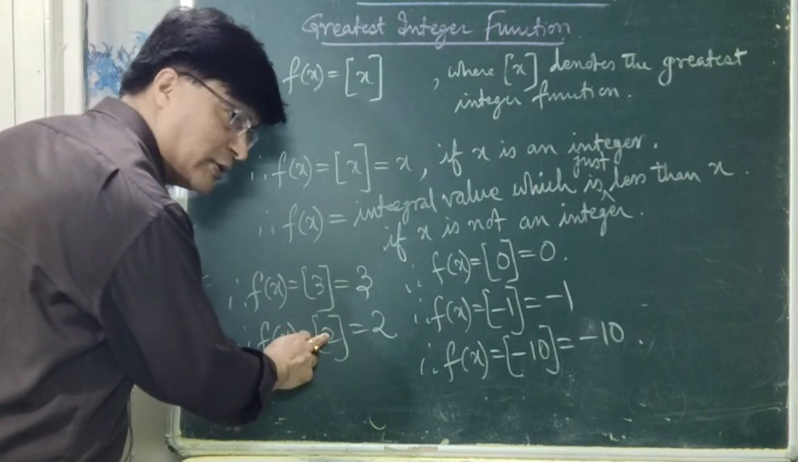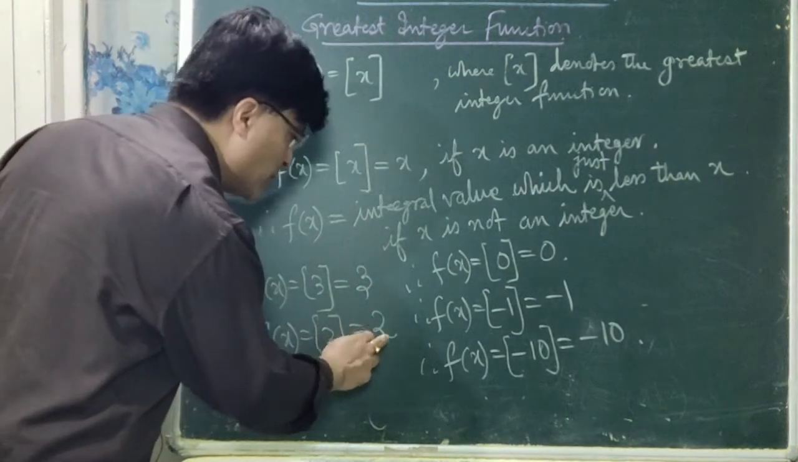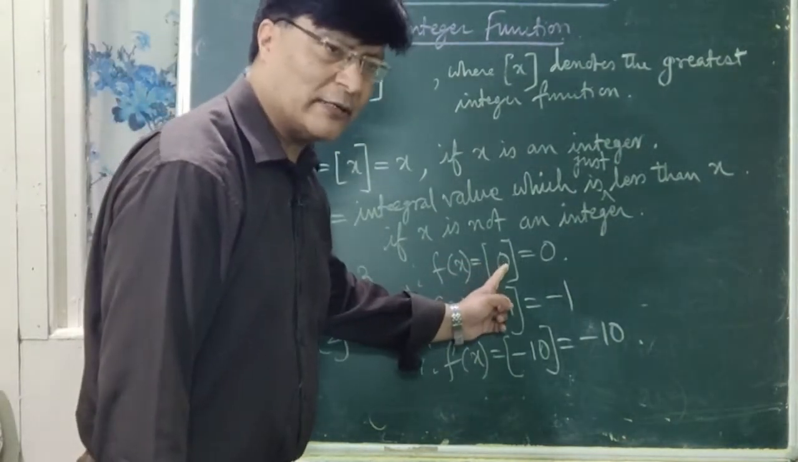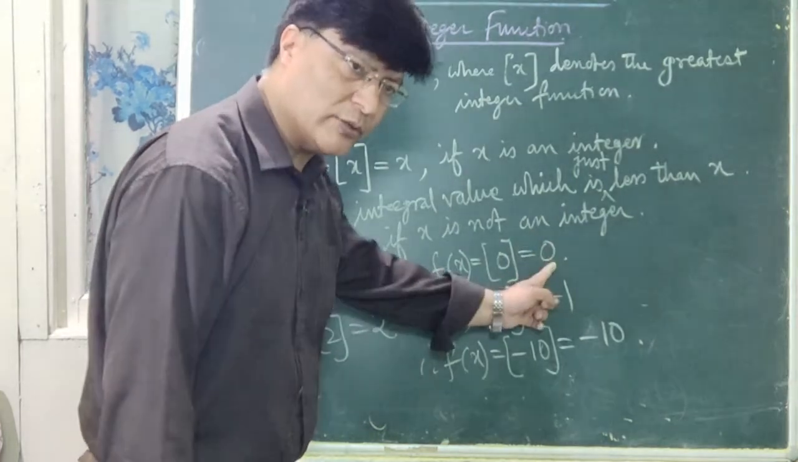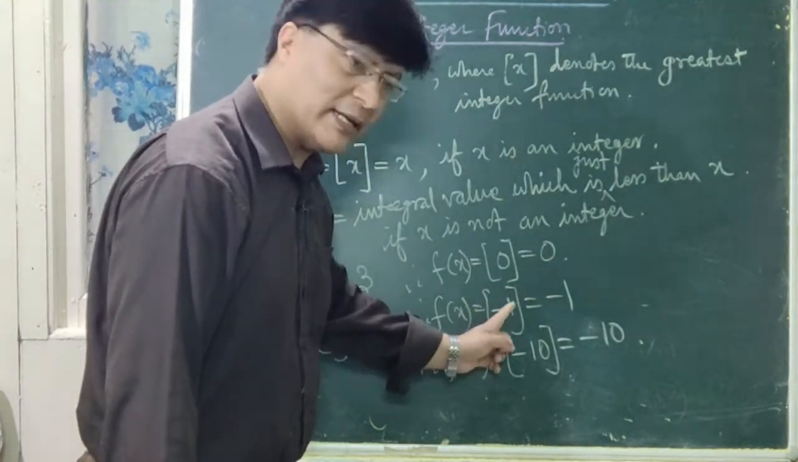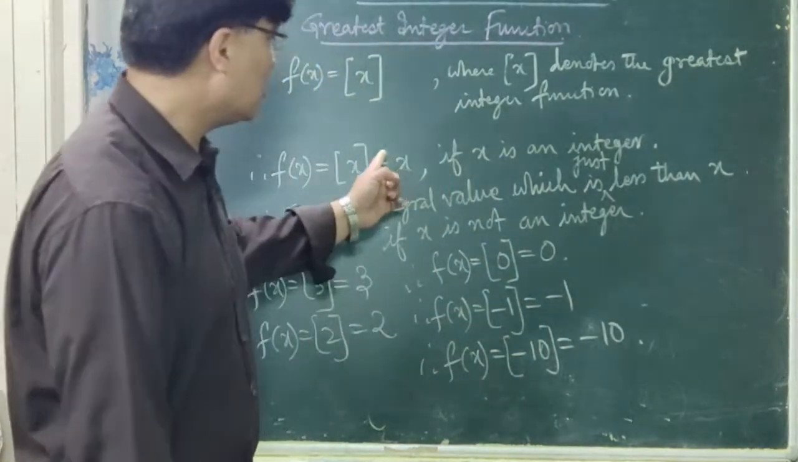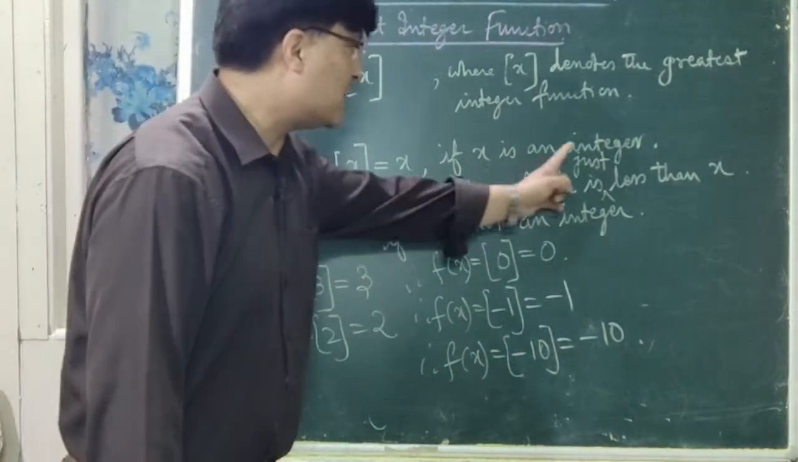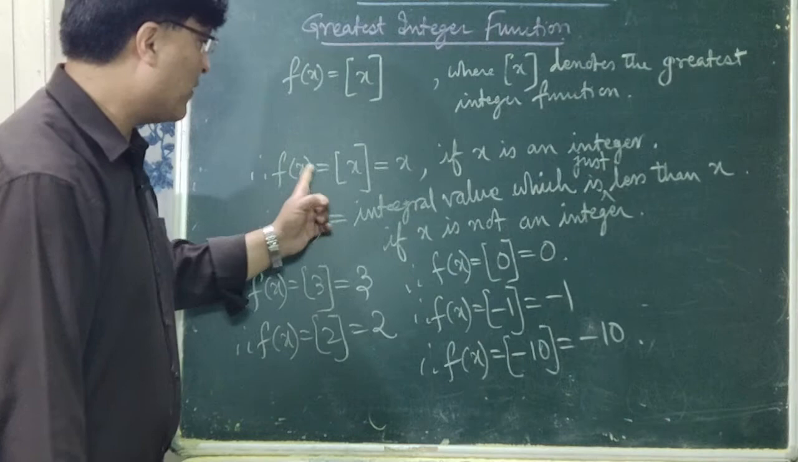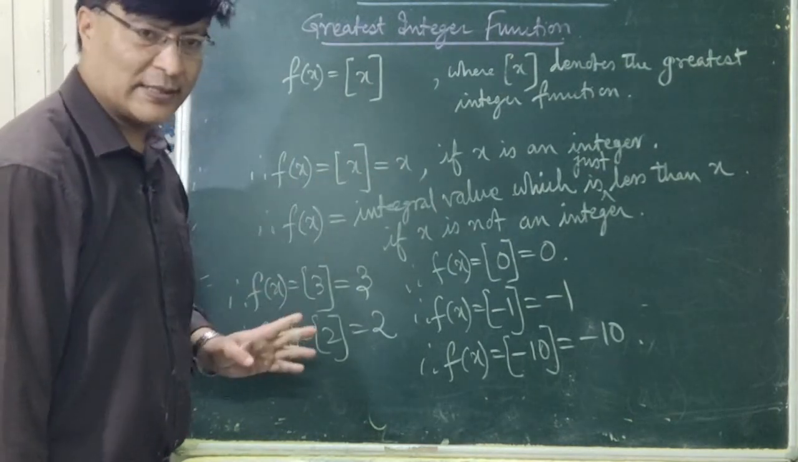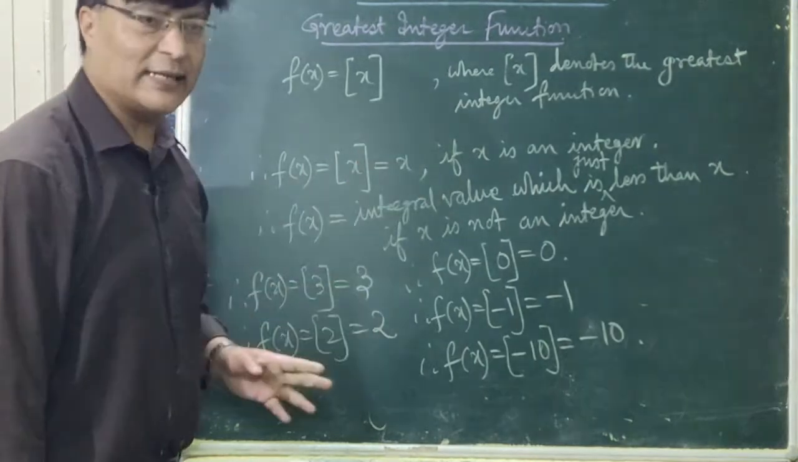[2], 2 is an integer, so it will be equal to 2. Again [0], 0 is an integer, which is equal to 0. [-1], -1 is an integer, which is equal to -1. According to the first condition, if x is an integer, then f of x is equal to [x] is equal to x. Is that clear?